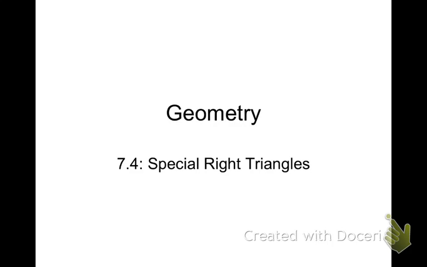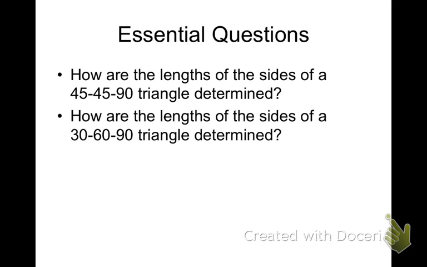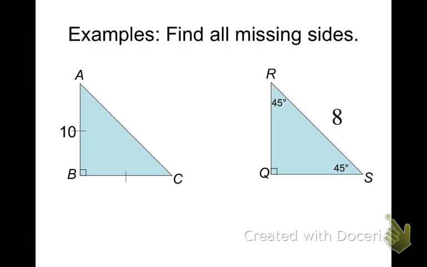Okay, let's talk about special right triangles, and we're going to look at how the lengths of the sides of a 45, 45, 90 triangle are determined, and how the lengths of the sides of a 30, 60, 90 triangle are determined. So first examples, find all the missing sides.